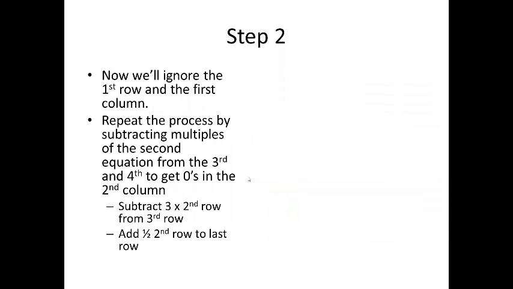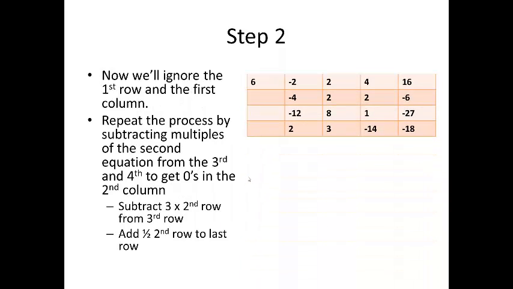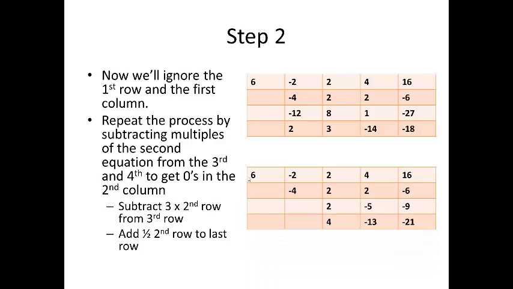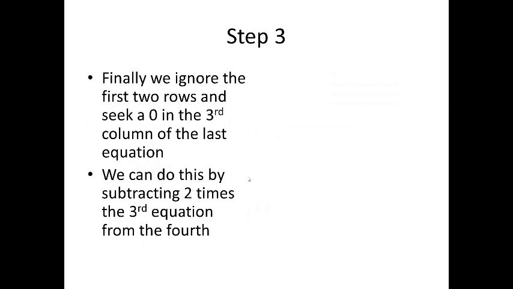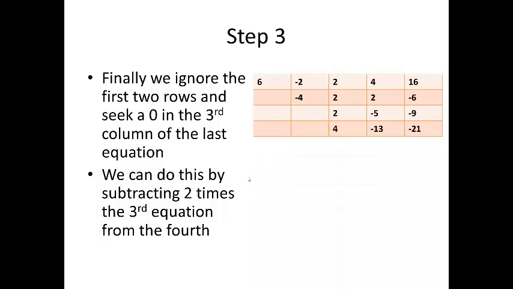Step 2, we're going to ignore the first row and the first column for now. We'll keep those static. And we repeat the process by subtracting multiples of the second equation from the third and the fourth. This will get us zeros in the second column. In particular, we'd subtract 3 times the second row from the third row, and add half times the second row to the last row. And you can see our matrix is beginning to become triangular. Step 3, we ignore the first 2 rows and seek a 0 in the third column in the last equation. We can do this by subtracting 2 times the third equation from the fourth. That'll produce a 0 there.